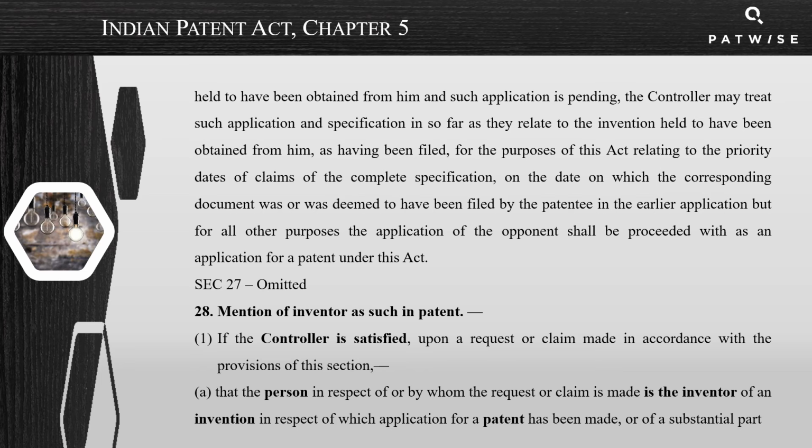Now, if the controller is satisfied that the claim of the person that he is the true and first inventor is right, and the patent is granted, then what the controller can do basically is amend the patent and make the change in all of the corresponding registers and publications, stating that this new person is now the inventor. So it is basically mention of inventor as such in the patent.